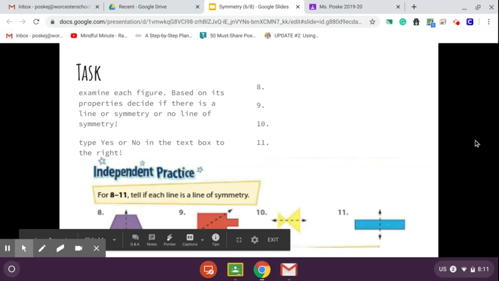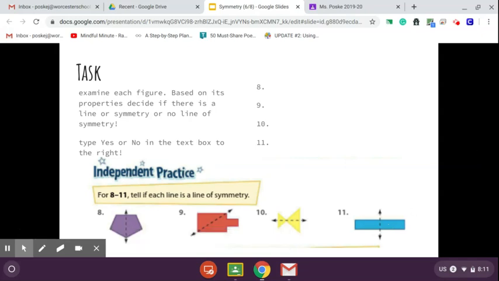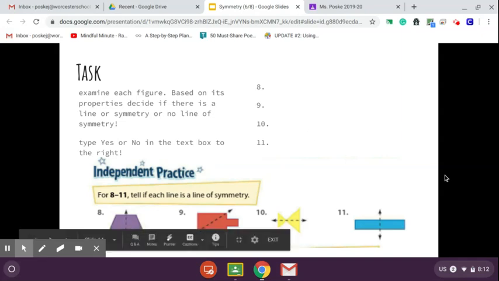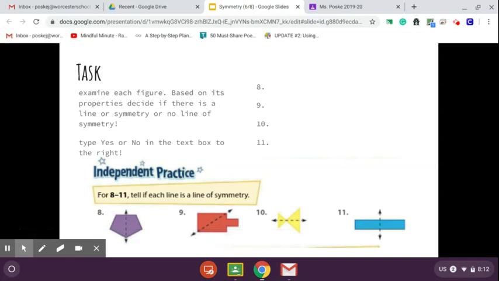And you're going to either tell me yes or no to see if the line is a line of symmetry. So you're going to look at number 8 and you're going to say, is this a line of symmetry? If I had a piece of paper that looks like this, and if I folded it in half with this line of symmetry going down the middle, is it going to be the same amount? Is it going to be that mirror image? Is it going to match? If you think yes, it is a line of symmetry, you're going to type into the slide, yes. If you think it's no, you're going to type into the slide and you're going to say no.